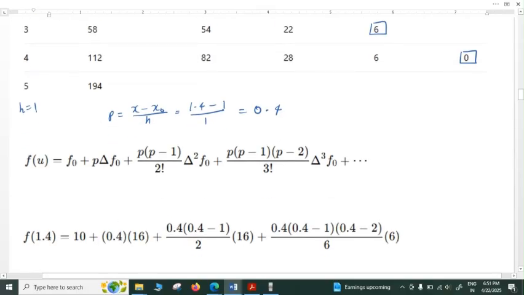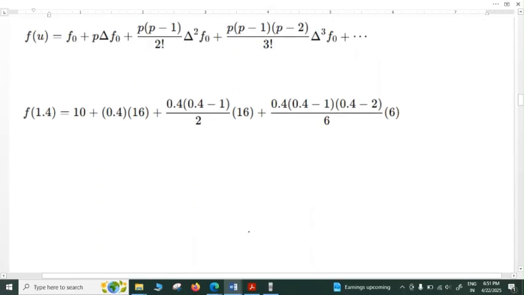16 is the first divided difference, plus 0.4, 0.4 minus 1 divided by 2. 16 plus 0.4, 0.4 minus 1, 0.4 minus 2 divided by 3 factorial is 6 into the third divided difference is 6. Okay, so how will you calculate, students?